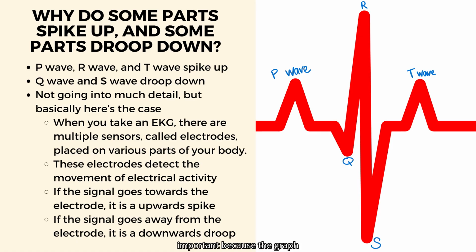And so this is important because the graph going up versus it going down shows where the electrical signal is actually moving. And so we know that from the electrode and the placement of the electrode, whether the signal is going towards or away from the electrode. So the up and down of the graph shows the movement and the location of the signal at any given time.